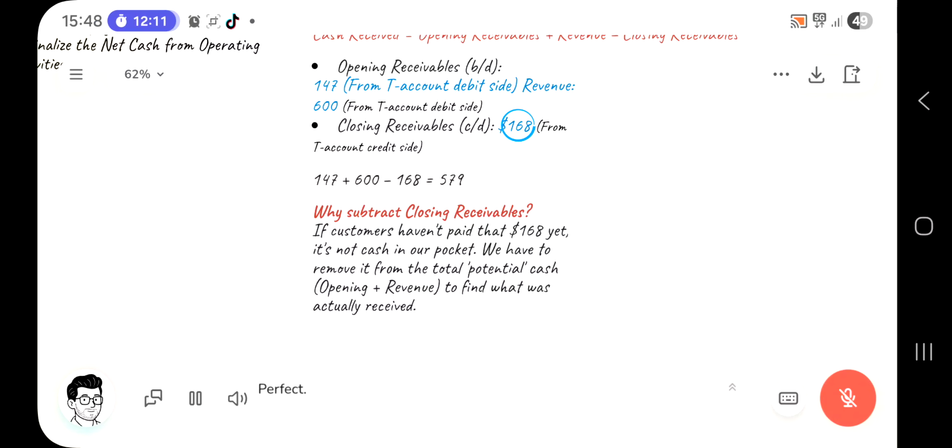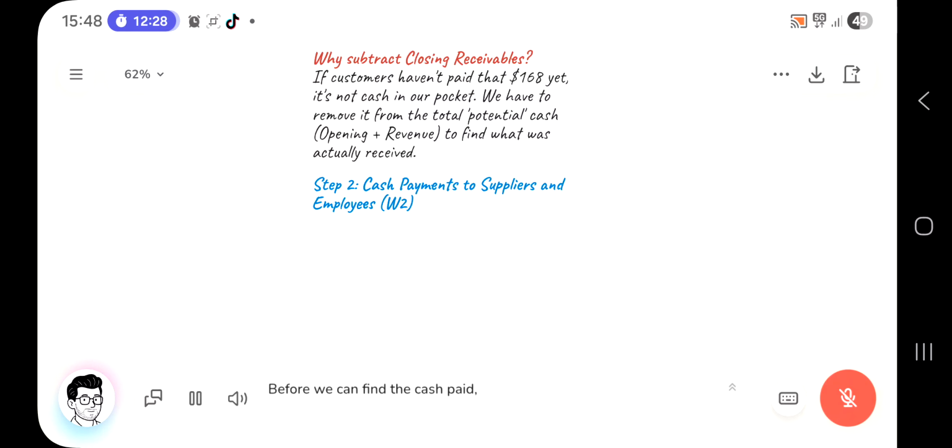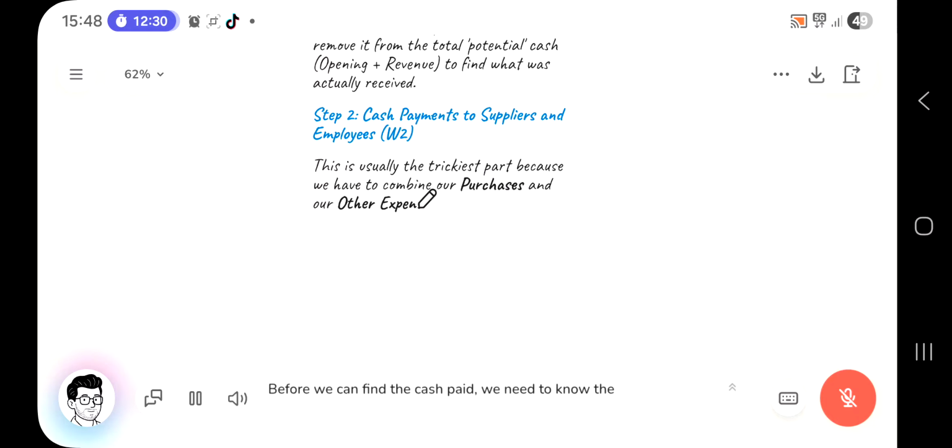Perfect. Moving right along. Next, we need to figure out how much cash we actually paid out to our suppliers and employees. This is called working two. Before we can find the cash paid, we need to know the total value of what we bought and the expenses we hit. Your notes show a calculation for a total of 467.